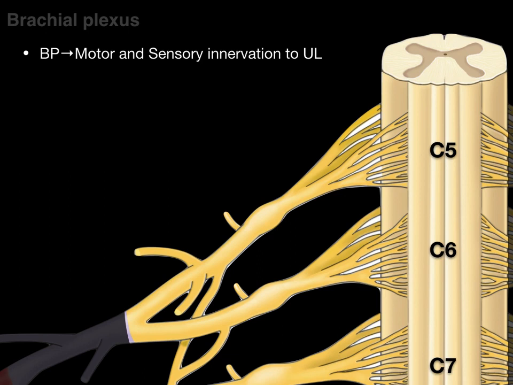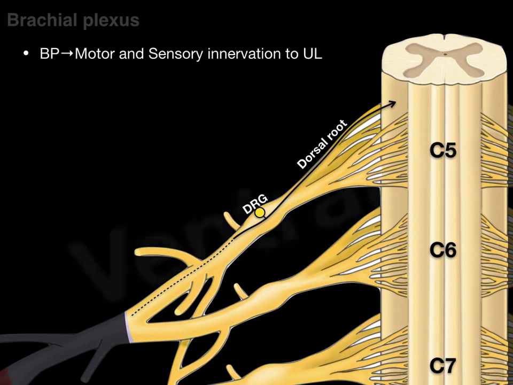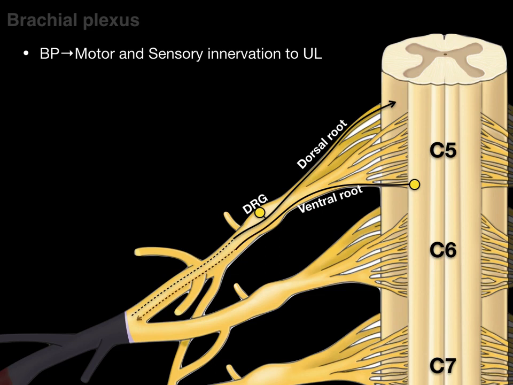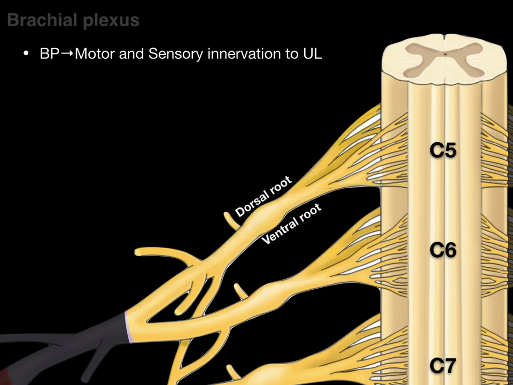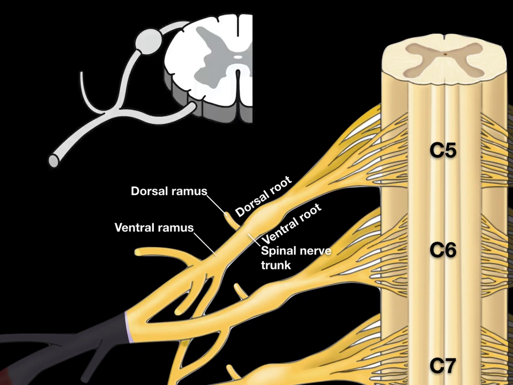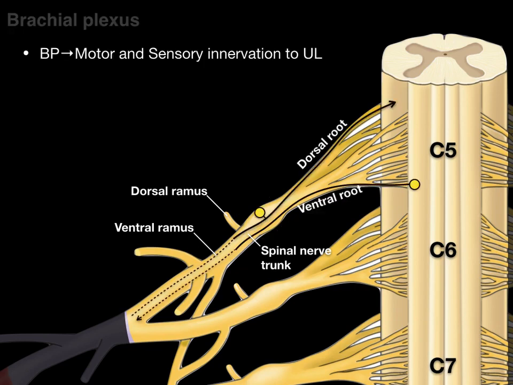And so if we zoom in, there's the dorsal root of the C5 level, and there's the sensory neuron coming in with its cell body in the dorsal root ganglion, and there's the ventral root with the motor neuron coming out. The ventral and dorsal roots come together to make a spinal nerve trunk, and then the spinal nerve trunk gives rise to a dorsal and ventral ramus, which is the exact same thing as this picture we've used in the past. Our roots make a spinal nerve trunk and the two rami. This is what occurs at each of the segmental levels between C5 and T1.